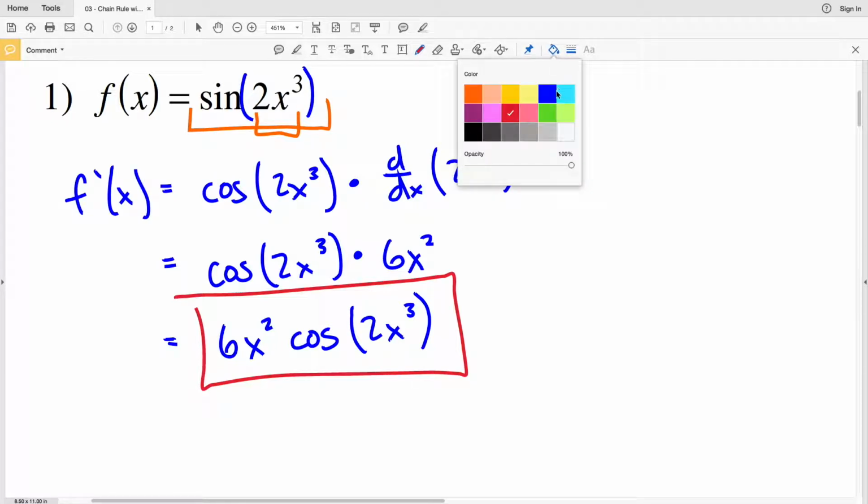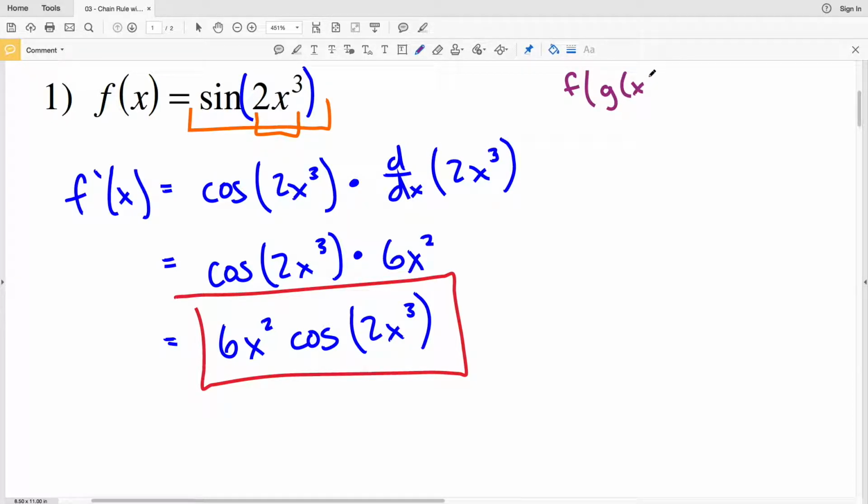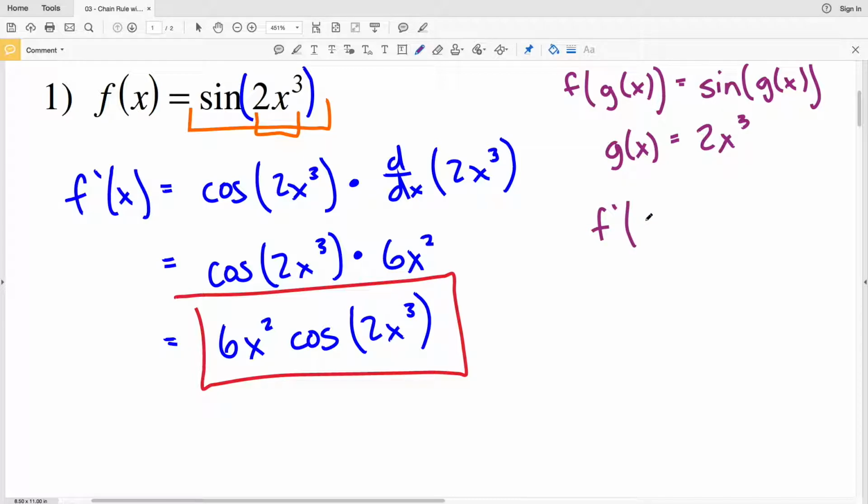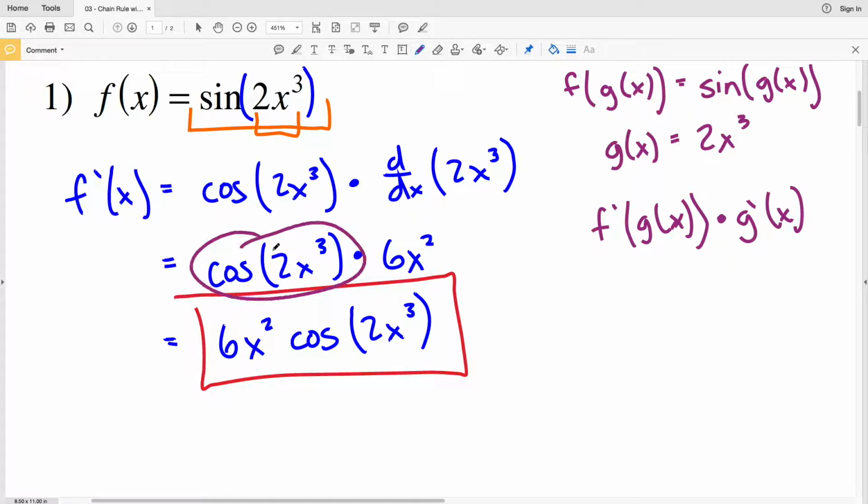And if you want to write out the chain rule, f of g of x would equal the sine of g of x, and g of x we set equal to 2x cubed. Remember, for the chain rule, that's going to be the derivative of f at g of x times the derivative of g of x. So that got us the cosine of g of x, and then we plugged in 2x cubed for g of x, and then we took the derivative of g of x, 6x squared. Here's the derivative of f of g of x, and here's the derivative of g of x.